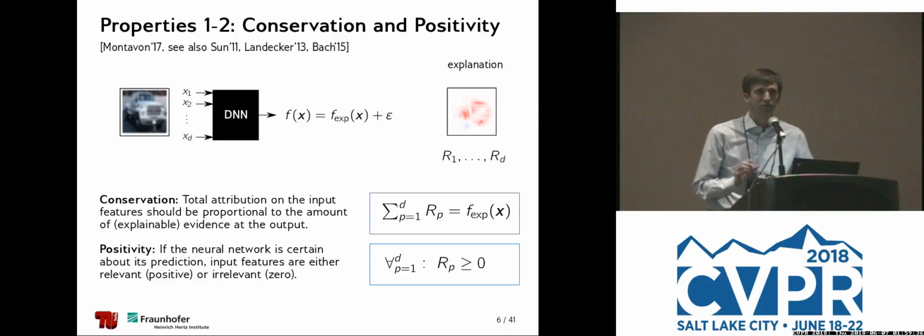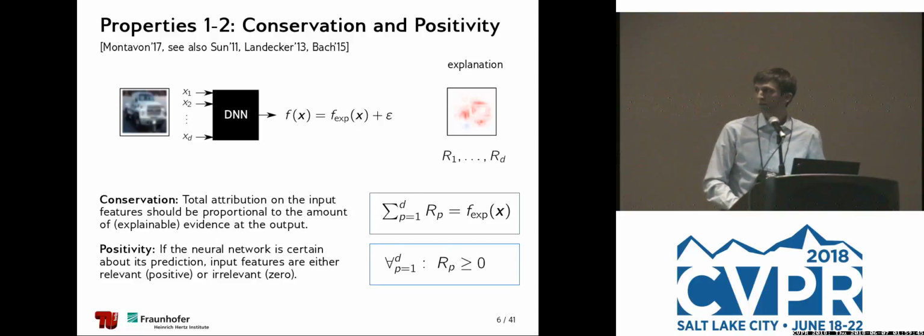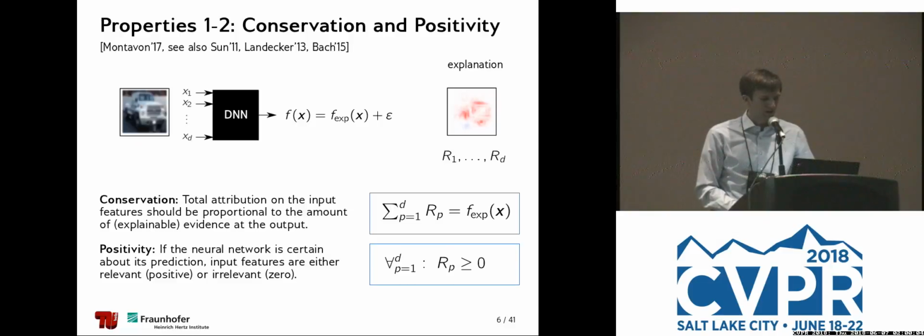But also to make sure that this heat map with no evidence is zero and not minus 10 and plus 10, for example, we also need to enforce something called positivity, where if the neural network is certain of its prediction, input features are either relevant or irrelevant. Contradiction, so negative scores, might be due to, for example, the neural network being uncertain about its prediction. So those are two rather technical properties. And indeed, all this explanation can be somewhat normalized to reach them. But now let's look at some that are more difficult to reach.